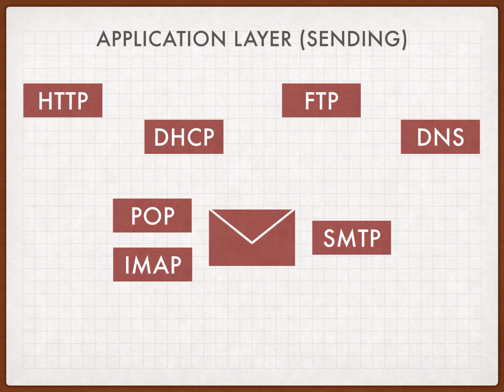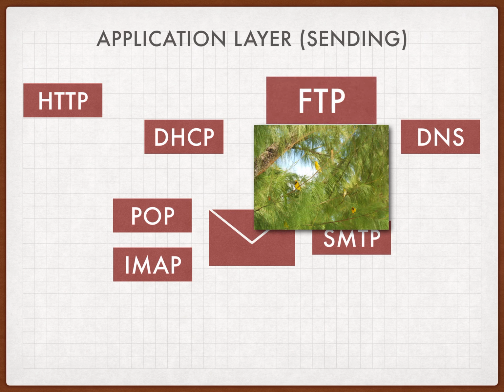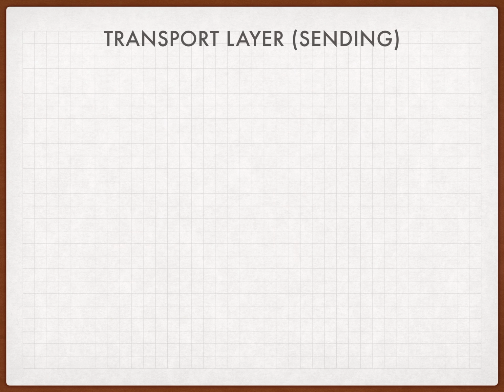In this example, we're going to look at how we could use FTP to send an image file. So on the top layer at the application, we've selected our data that we're going to send, and we've identified that it is a file we want to send. The transport layer will operate on that data next. The protocol which we use is called TCP.